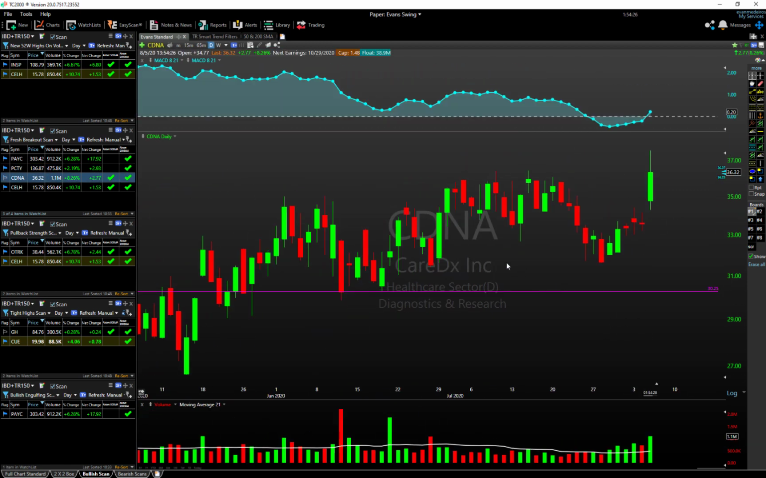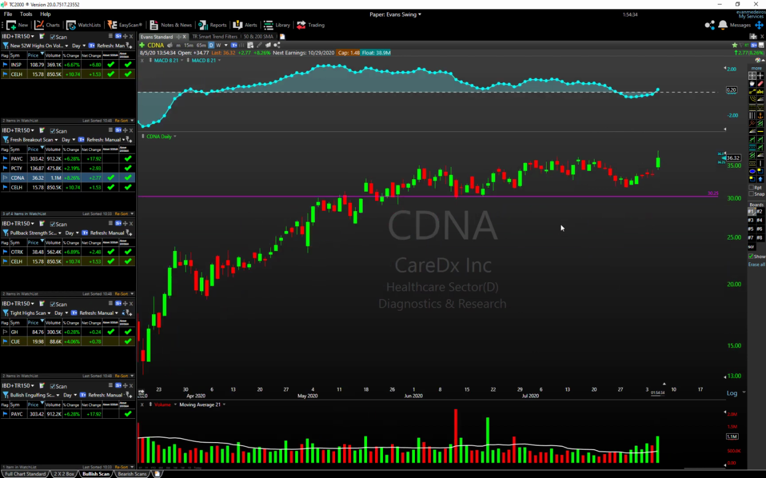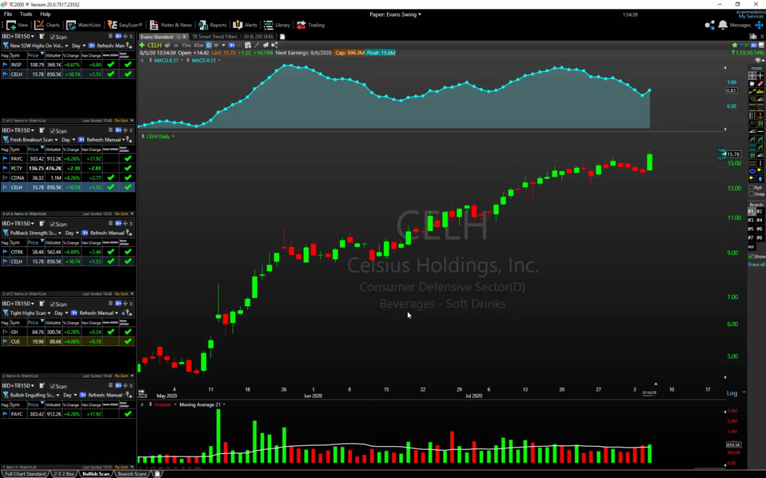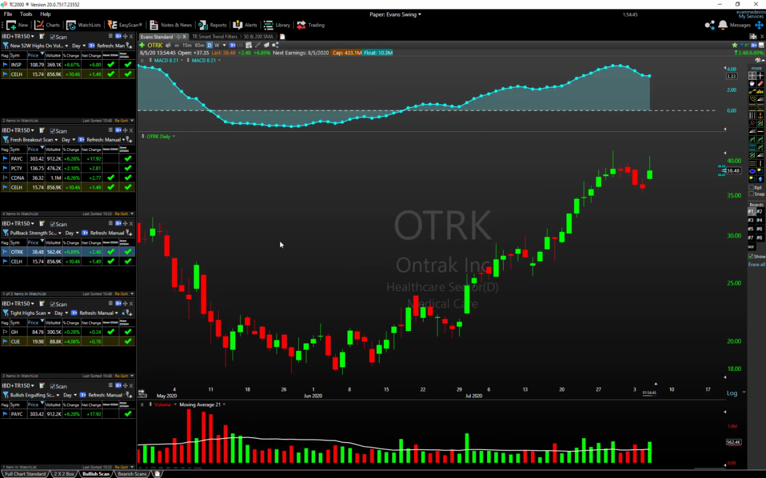Number three on this particular scan, CDNA. You can see a nice big gap up, large range to the upside, 8% higher, heavy volume coming in, clearing over recent highs, a nice new fresh momentum breakout name. Last but not least for this one is CELH. We already talked about it on our first scan. So our third scan now is a pullback scan.